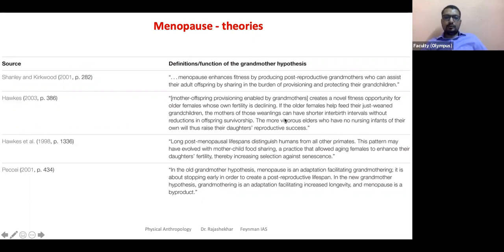The mothers of those weanlings can have shorter interbirth intervals between two births without reduction in offspring survivorship. So both survivorship and births improve, and they can have more children. The more vigorous elders, who have no nursing infants of their own to take care of, will thus raise their daughters' reproductive success. So grandmothers are contributing to the daughter's reproductive success. This is a theory, in a social and evolutionary context, of why having menopause is probably okay.